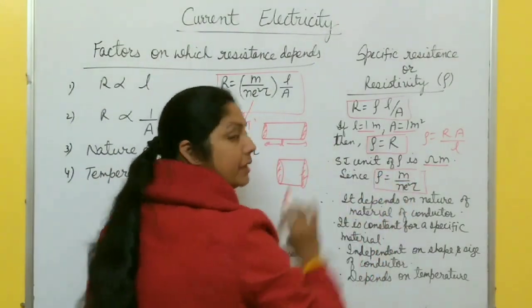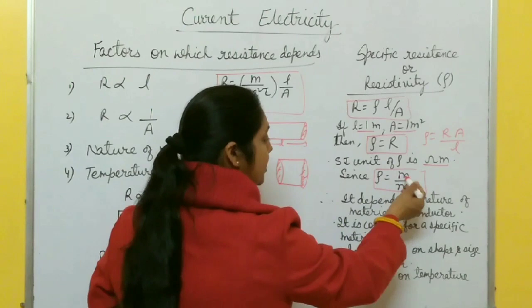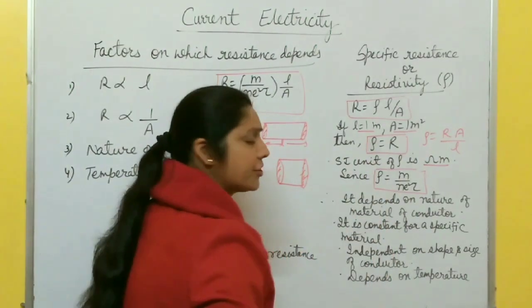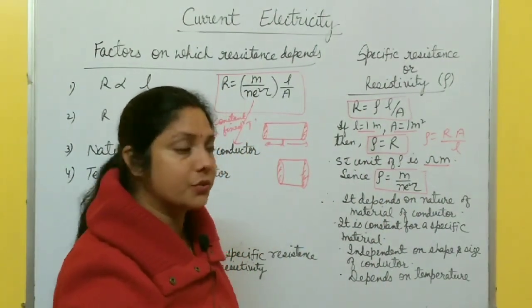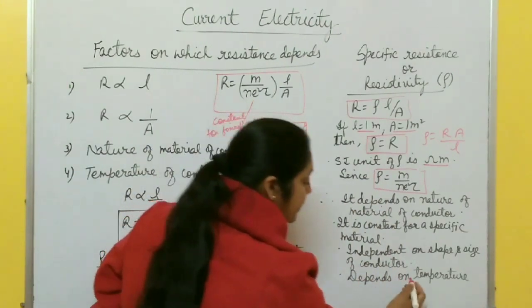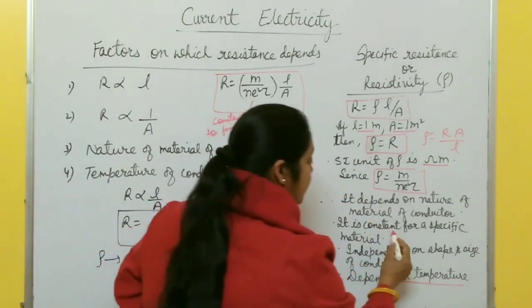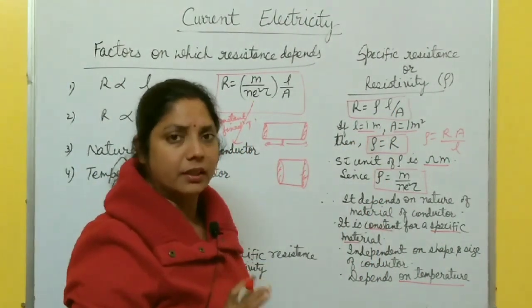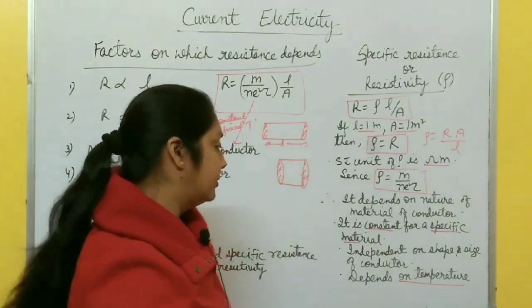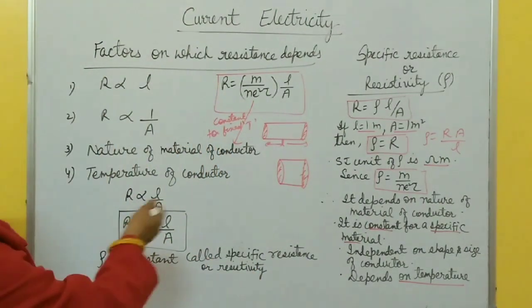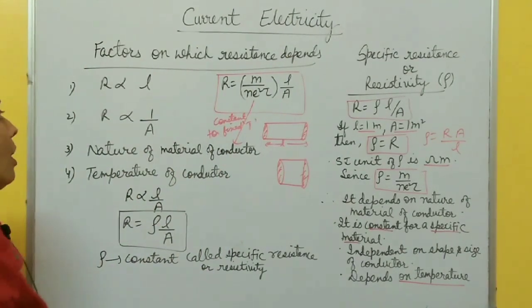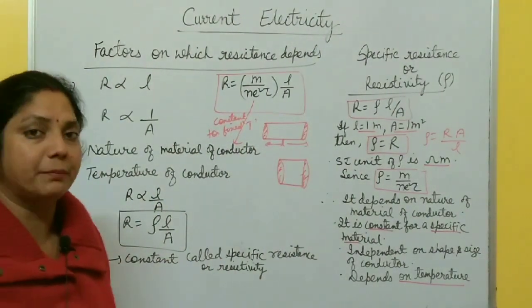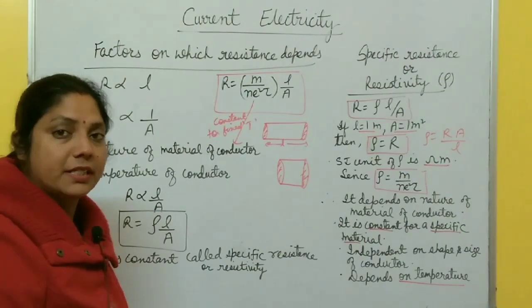It depends on the nature of the material of the conductor, but this value changes with temperature. If temperature changes, then relaxation time also changes, number density also changes. So this resistivity depends on temperature and is constant for a specific material, and it does not depend on length and area. It means it is independent of the shape and size of the conductor, right? So this is about resistance and specific resistance. Now how do resistance and specific resistance change with temperature? Please take a screenshot, then we will discuss that topic.